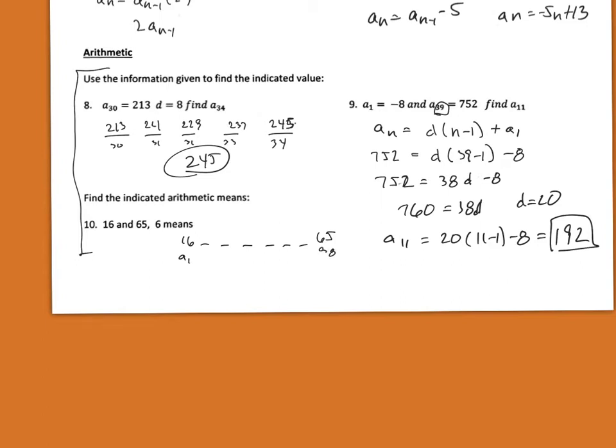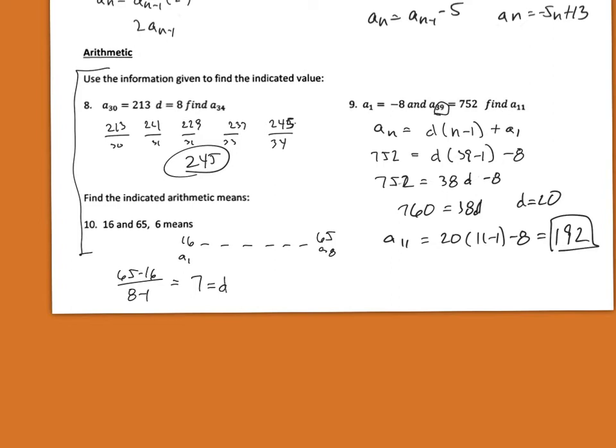All right, so then you can subtract the tops, you can subtract the numbers, so 65 minus 16, and then subtract their place in line. So 8 minus 1. So we would have 65 minus 16 divided by 7, put that in the calculator, so our difference is 7.